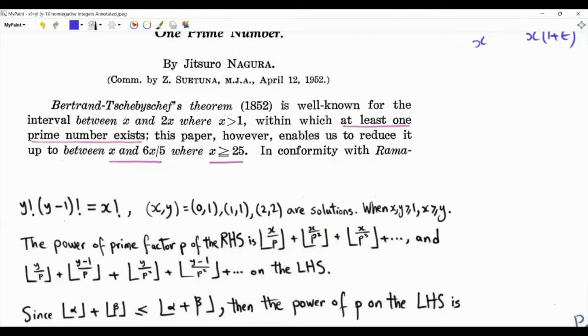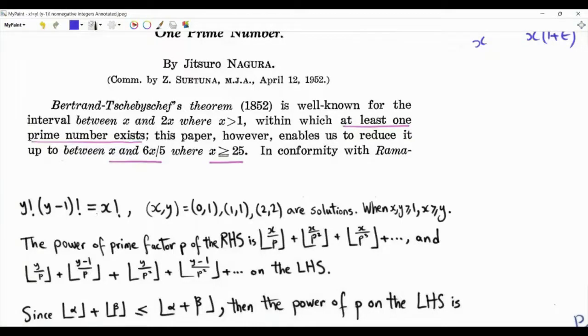As usual, we start solving the equation by investigating the smallest non-negative integers. And we will see that (x, y) equal to (0, 1), (1, 1), or (2, 2), these three are solutions to the equation. For example, if we take (2, 2), the factorial of 2 on the left-hand side is equal to 2, and on the right-hand side, we obtain the factorial of 2 times the factorial of 1, which is 2. The question is whether there are other solutions.